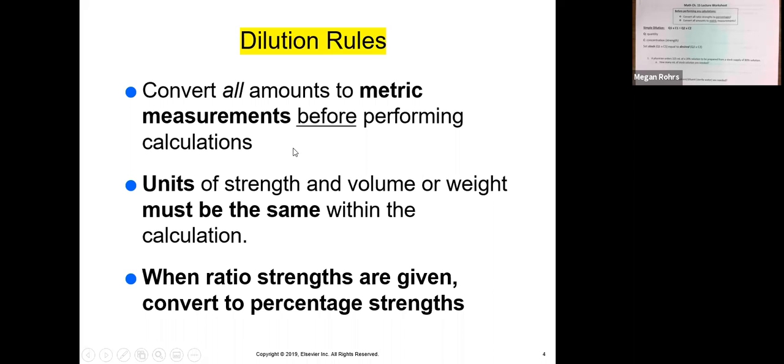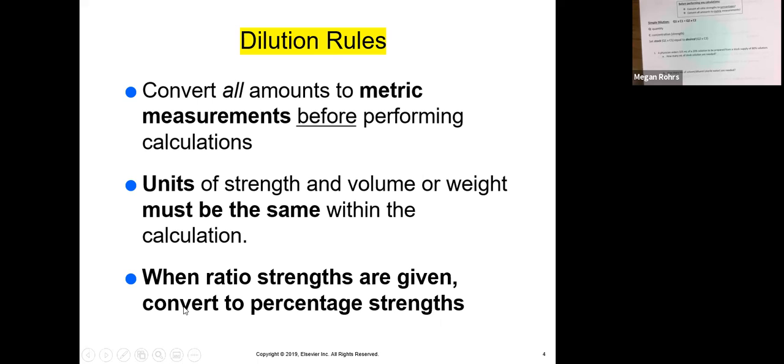So there's some rules that we have to follow. These rules will stick with us as we go into those alligation methods as well. So number one, convert all amounts to metric measurements before we start any calculations. So if something is in household or apothecary, make sure we convert that over to metric first, because that will make our lives a lot easier. Number two, the units of strength and or volume or weight must be the same within the calculation. So for example, we cannot be comparing milligrams to grams. You would have to convert one to the other so that those would be in the same unit.